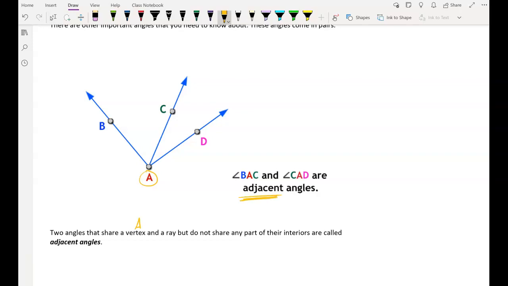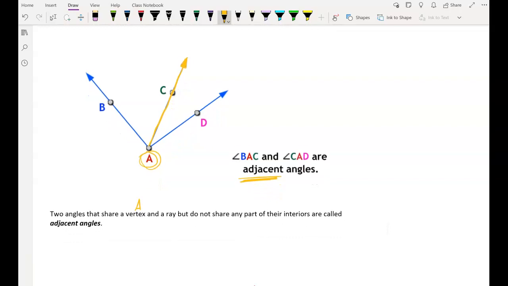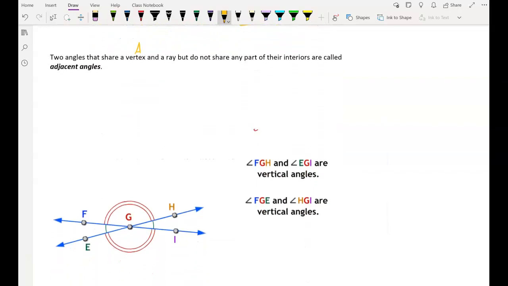Adjacent angles. And it says here that angle BAC and angle CAD are adjacent angles because they share this ray right here. They're next door neighbors. Okay? They share a ray and the vertex. Adjacent angles. Please make sure that you're drawing these diagrams and writing down this important information.